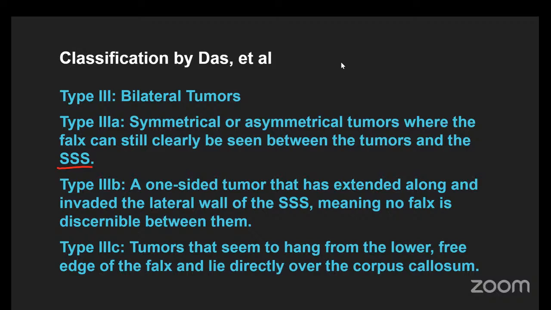Then we have type 3B. Type 3B is a one-sided tumor that has extended along and invaded the lateral wall of the superior sagittal sinus, and you can see falx in between. Type 3C is when it seems to hang like a pear or like a ball from the lower free edge of the falx. It directly compresses over the corpus callosum. There can be involvement of the inferior sagittal sinus as well.